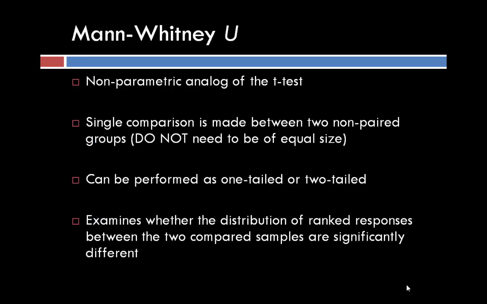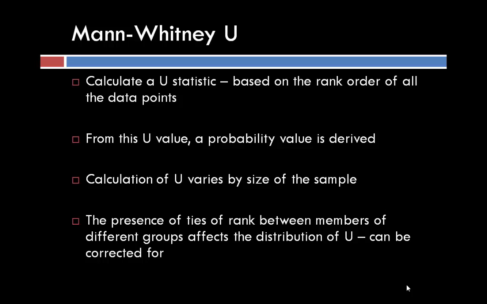In general, the Mann-Whitney U test can be compared to the t-test. It's the non-parametric analog. It involves a single comparison that is made between two non-paired groups, and these two groups do not need to be of equal size. It can be performed as a one-tailed or a two-tailed test, and it examines whether the distribution of ranked responses between the two compared samples are significantly different. And how it does this is by calculating a U statistic, and this is based on the rank order of all the data points. And I'll be getting into an example a little bit later to highlight this.